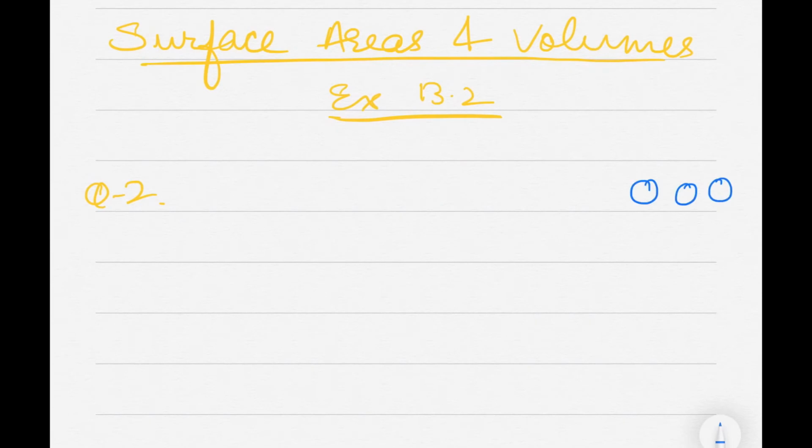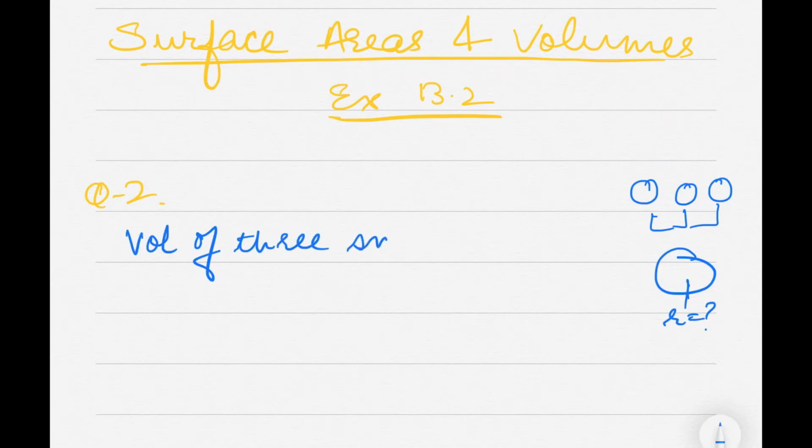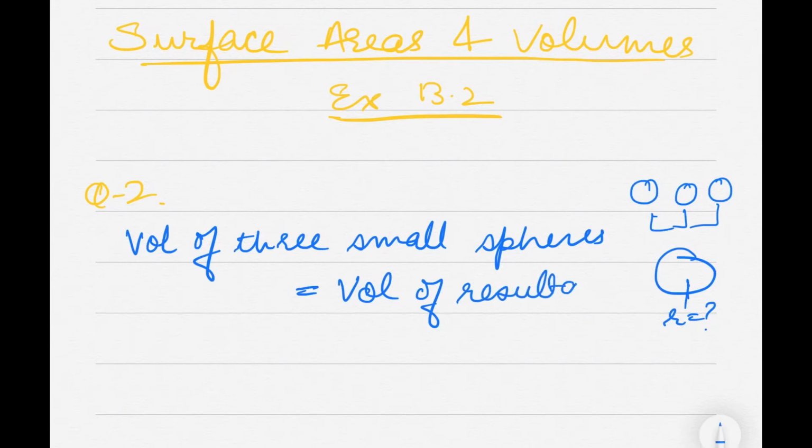Okay, and they have been melted and recast to form a big sphere. So I have to find the radius of this sphere. The radii of all these three small ones are given to us. So then I can say that the volume of three small spheres will be equal to the volume of the resultant or big one. I can write it down like that.